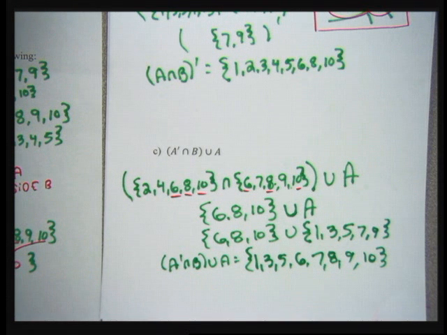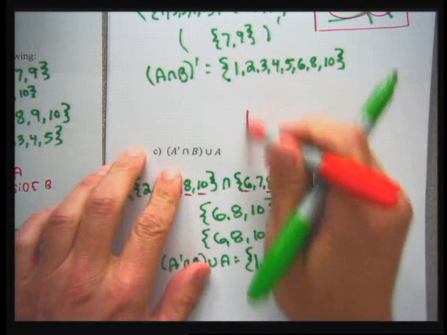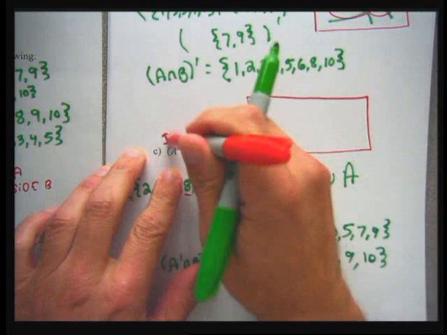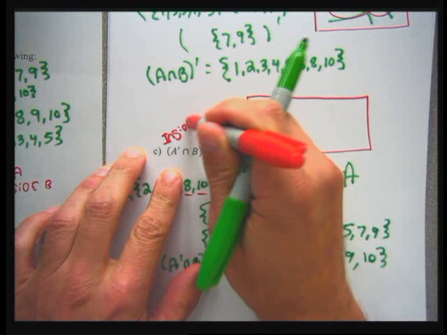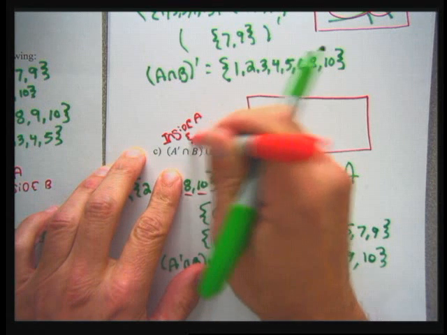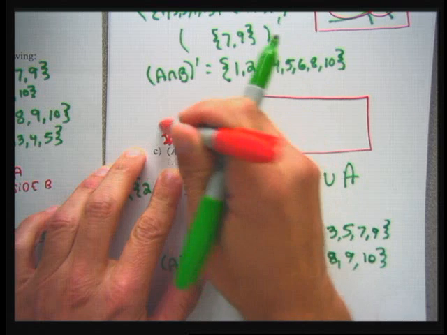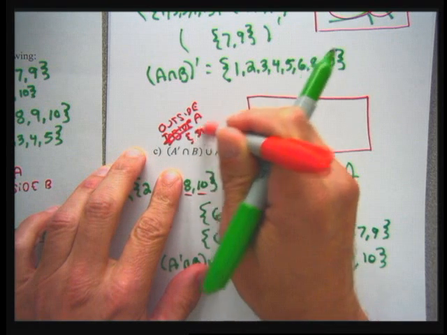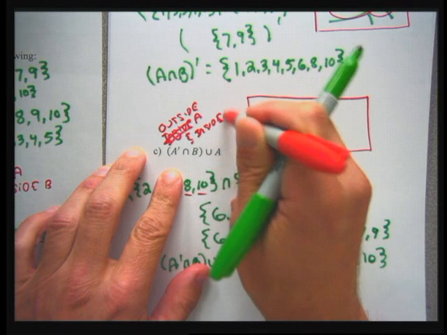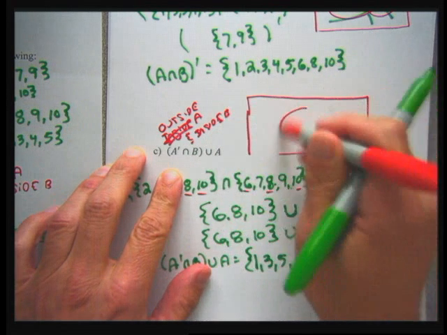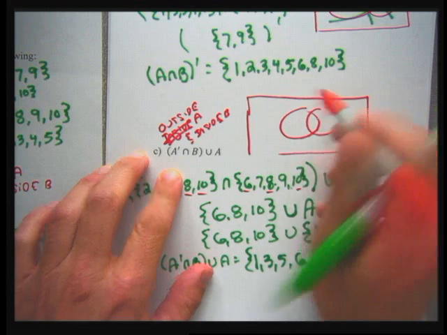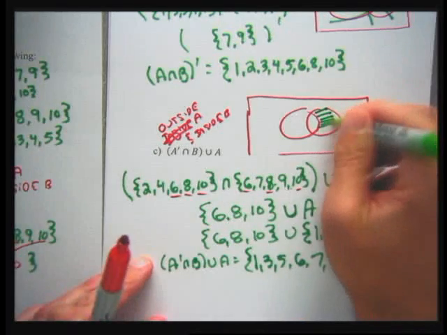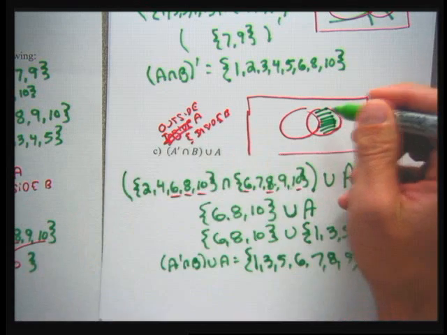Pictorially, this is a mess. The first parentheses means inside A prime, which means outside A, and B means inside B. And that by itself represents this region. That's the region that's outside of A and inside of B.